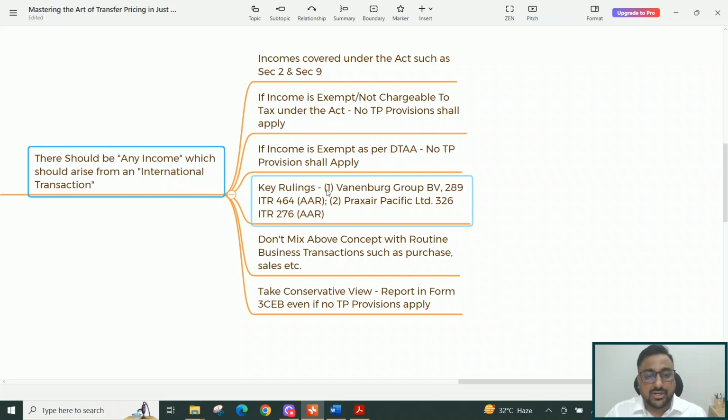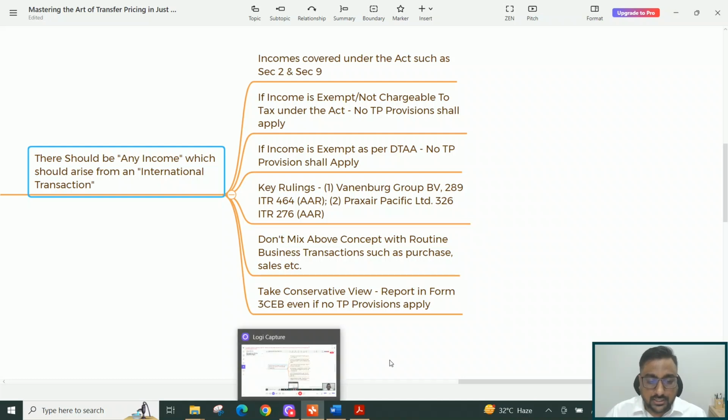I have also mentioned here two rulings. If you can just go through them: Vandenberg Group BV, 289 ITR 464, which is an Authority for Advance Rulings ruling, and Praxair Pacific Limited, 326 ITR 276 AAR. These are the two main rulings on which you can say that if the income is exempt under the DTAA, then also the TP provisions shall not apply.